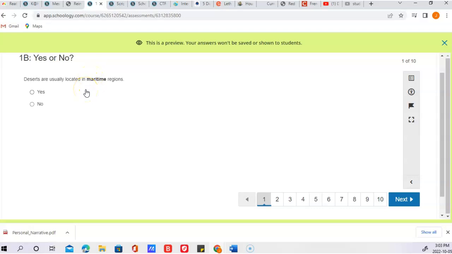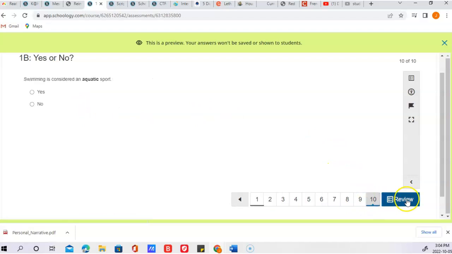So we know that if this unit is all about water, deserts are generally known to not have a lot of water. So deserts are not in maritime regions. So we'd click the no. And then move on to the next question. Continue going. Make sure that you know what the definition is so that you know if the answer is yes or no.